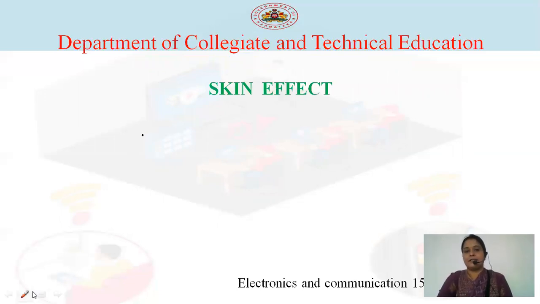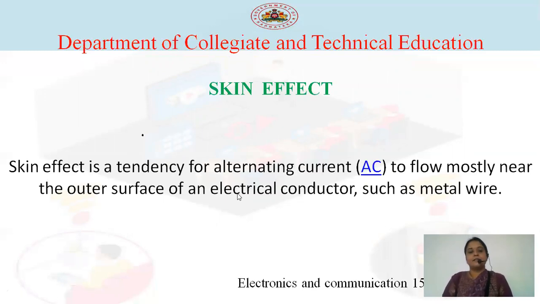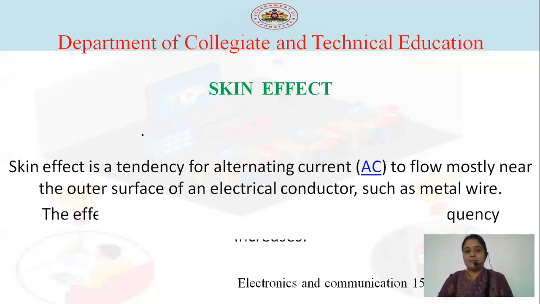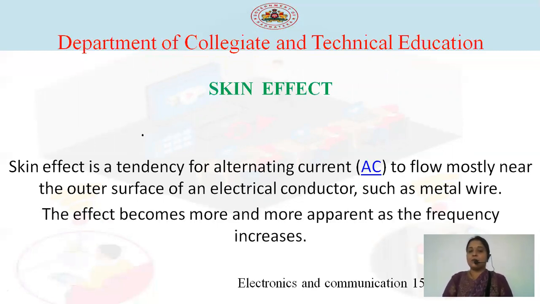Now the skin effect. Actually, what is this skin effect? Skin effect is the tendency of the alternating current to flow mostly near the outer surface of an electrical conductor such as a metal wire. The effect becomes more and more apparent as the frequency increases.